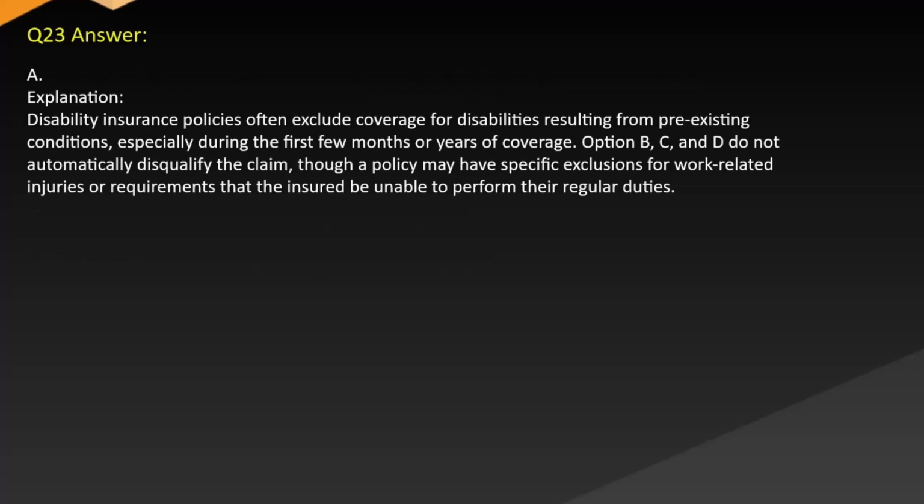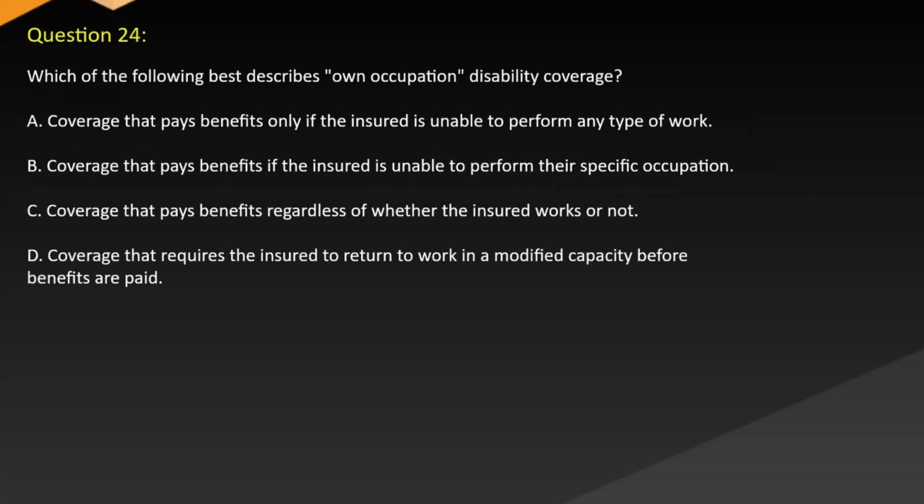Answer A. Explanation. Disability insurance policies often exclude coverage for disabilities resulting from pre-existing conditions, especially during the first few months or years of coverage. Options B, C, and D do not automatically disqualify the claim, though. A policy may have specific exclusions for work-related injuries or requirements that the insured be unable to perform their regular duties. Question 24. Which of the following best describes own occupation disability coverage?